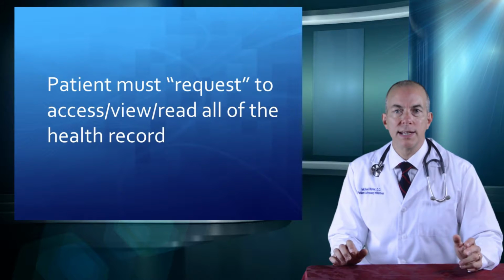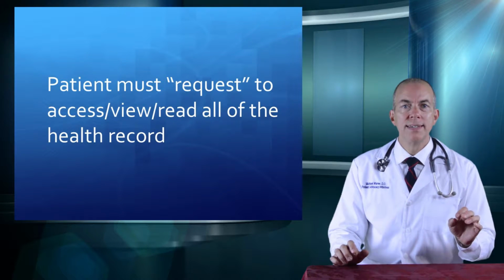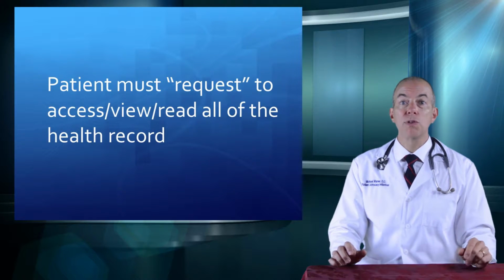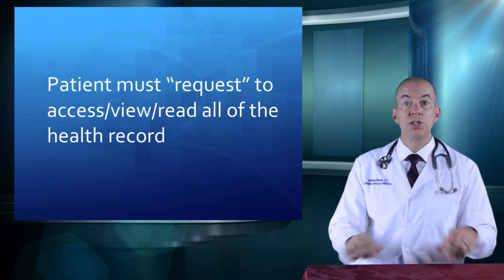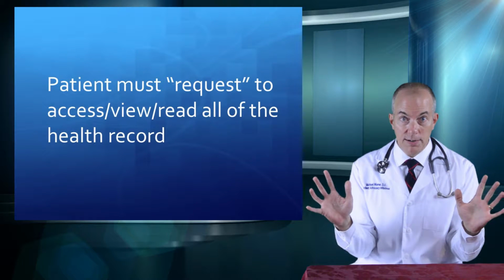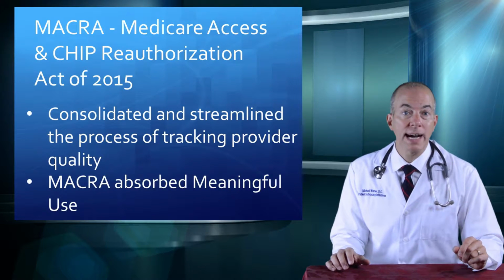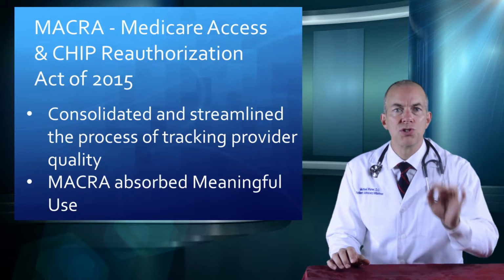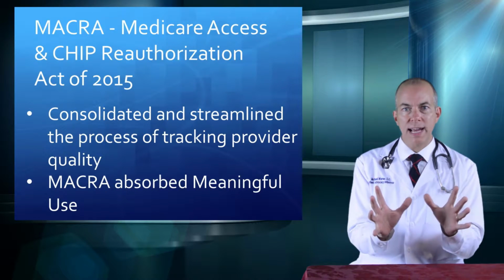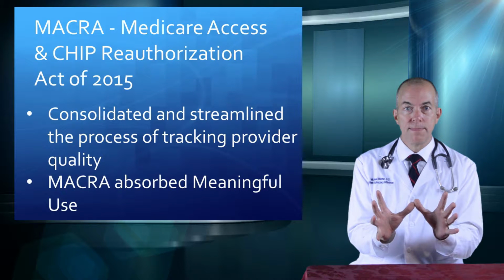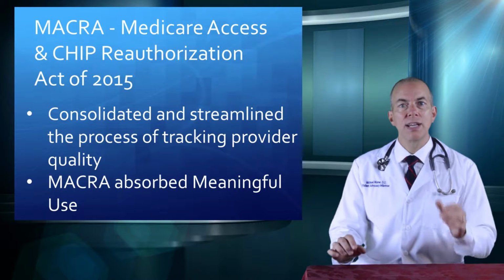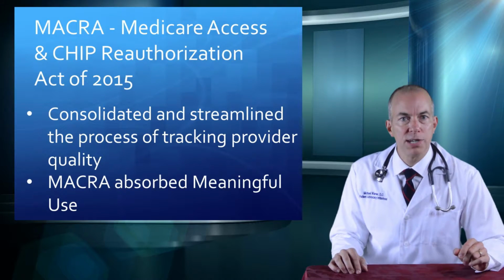As originally planned, Meaningful Use Stage 3 was to have gone into effect in 2016. Stage 3 would have required the patient portal to disclose the entire health record. MACRA, the Medicare Access and CHIP Reauthorization Act of 2015, has consolidated and streamlined the process of tracking provider quality. Though MACRA absorbed Meaningful Use, patient electronic access is still an objective.